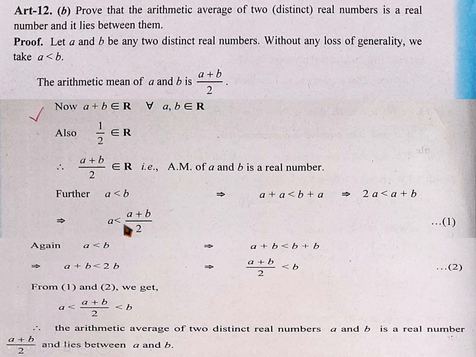So combining these two results, one result is here, one result is here. On combining, we get a < (a + b)/2 < b. So we have proved that the arithmetic average of a and b lies between a and b. So here we have proved two results. One result is that the arithmetic average of two distinct real numbers is a real number, and it lies between a and b. So it proves this article.